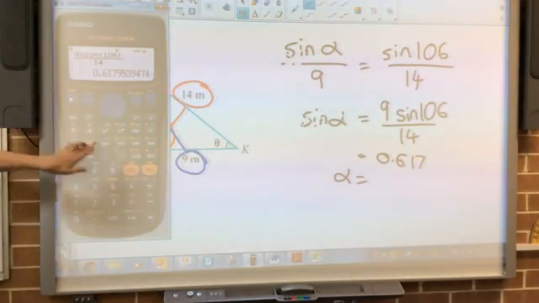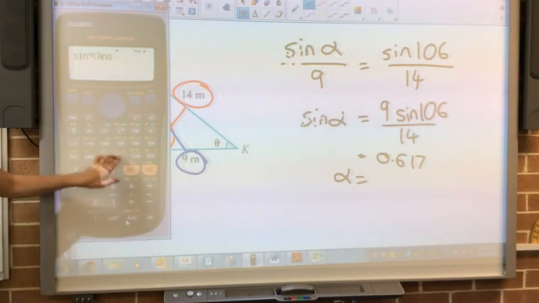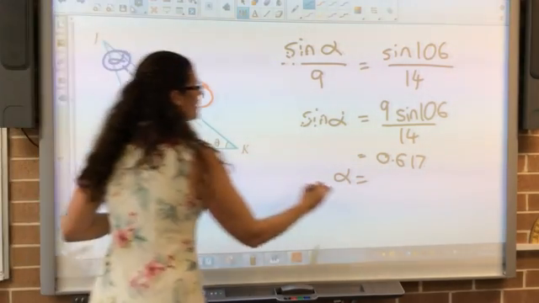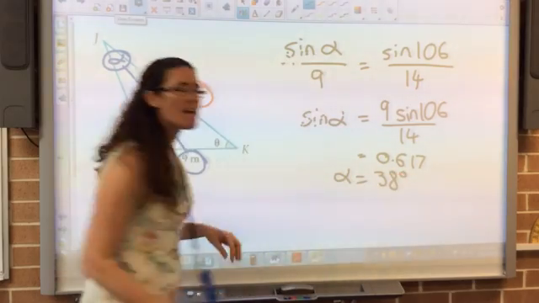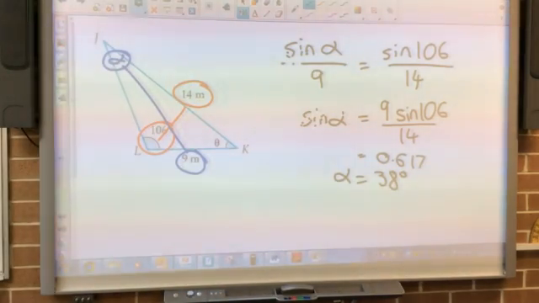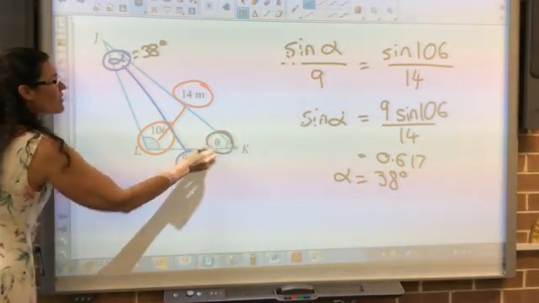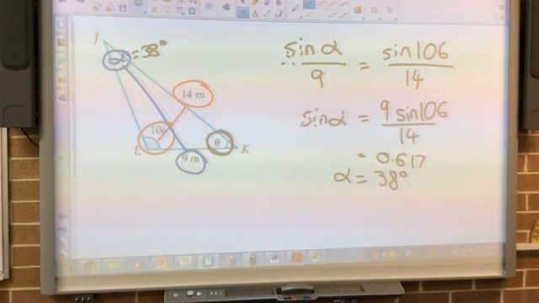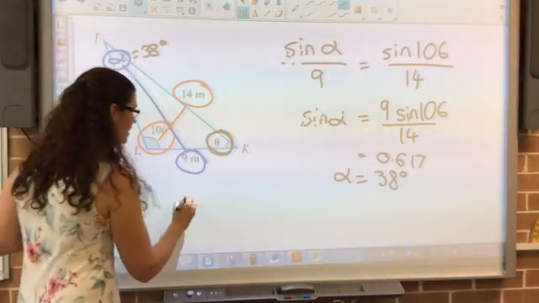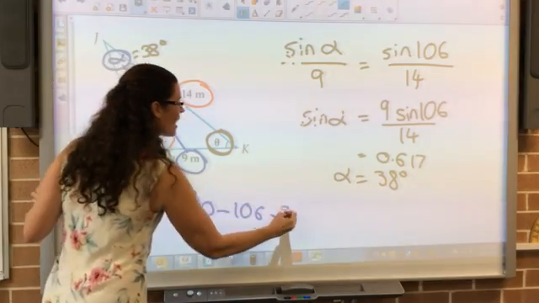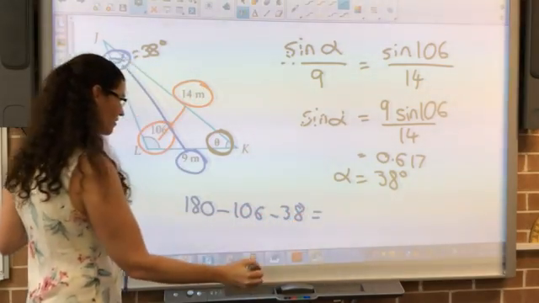Need to make sure you inverse sine that answer, and I've got 38 degrees. Just leave it to the nearest degree for this question. So that's 38 degrees. I have not finished the question because I found this angle up here is 38. That doesn't tell me the theta that I was actually looking for. So all I'm going to do is angle sum of a triangle. So I'm simply going to do 180 minus the 106 I already had, minus the 38 you just calculated, and what are you left with?